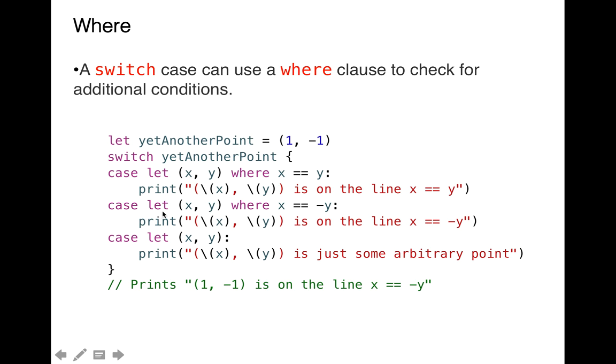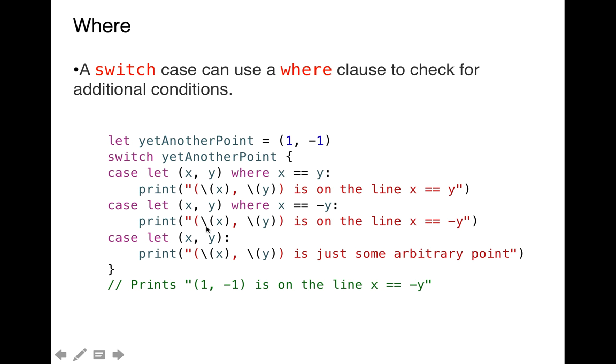For the second one, do the same. First, we do some value binding, assign the value to x and assign the value to y. Then we also need to satisfy x equal to negative y. So see this case, 1, negative 1. That satisfies this case, so we will print out x, y. X will print out 1 here, y will print out negative 1 here. So (1, -1) is on the line x equal to negative y.